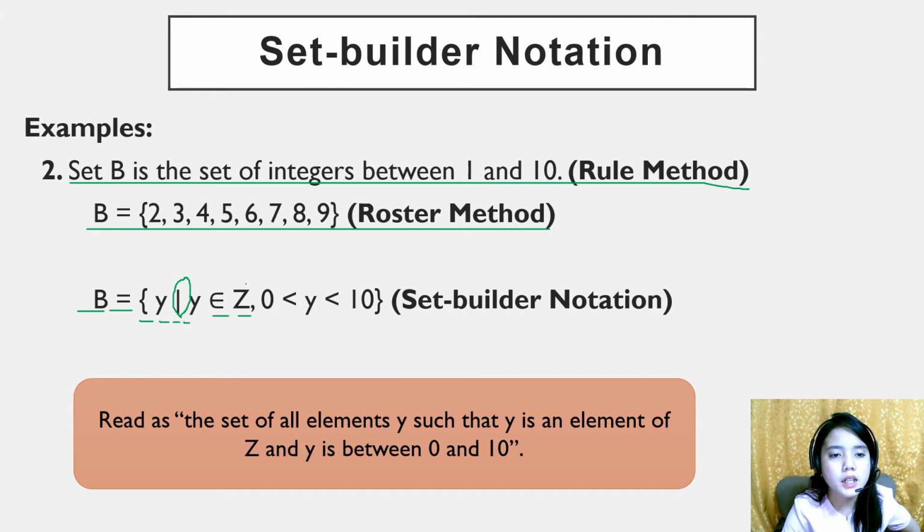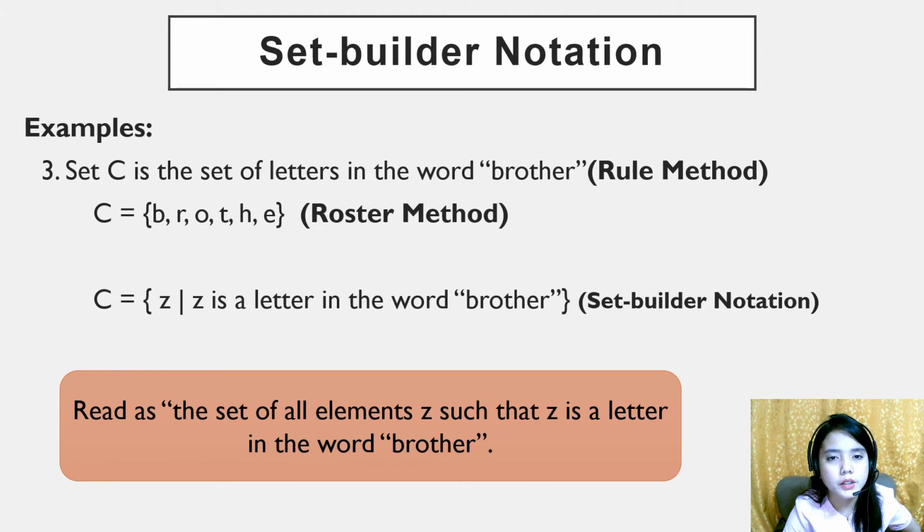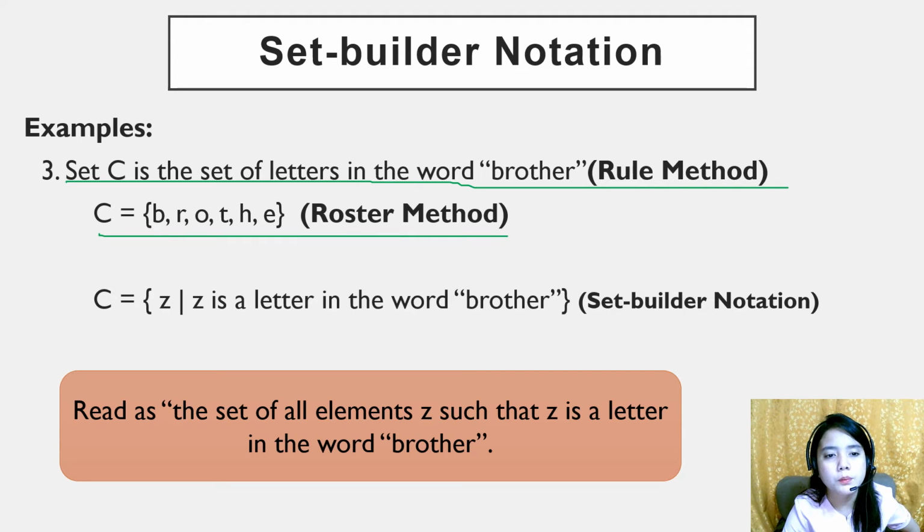Okay? Here you place the element. Okay, another one. Set C is the set of letters in the word brother, rule method. For the roster method, this is how you write it. But for the set builder notation, okay, we have capital letter C, equal sign, brace, Z, such that Z is a letter in the word brother.